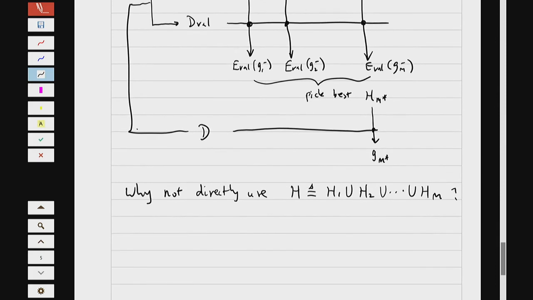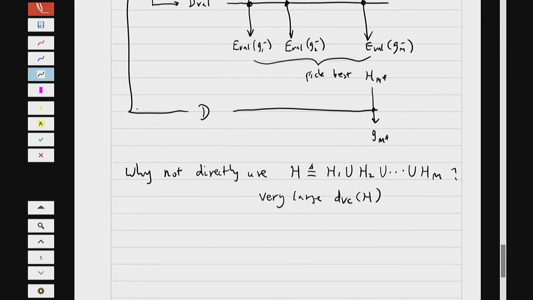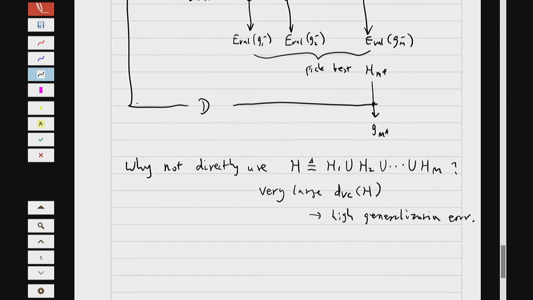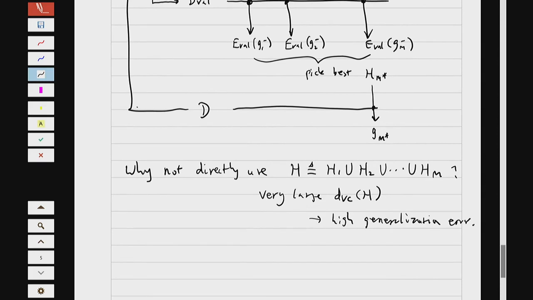So this one will have a very large d_VC, and therefore very high generalization error. So you don't want to do this. Rather, you want to use validation to select the right complexity for the learning model, and then train that model only, with that complexity.